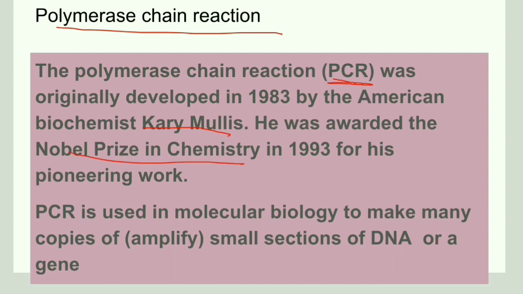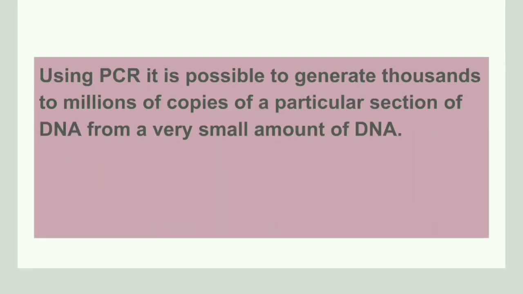And what does a PCR do? A PCR makes multiple copies of a small section of DNA or a gene. So, PCR is a machine that can make multiple copies of a small piece of DNA or gene. By using a PCR, we can generate thousands or even millions of copies of a small piece of DNA.